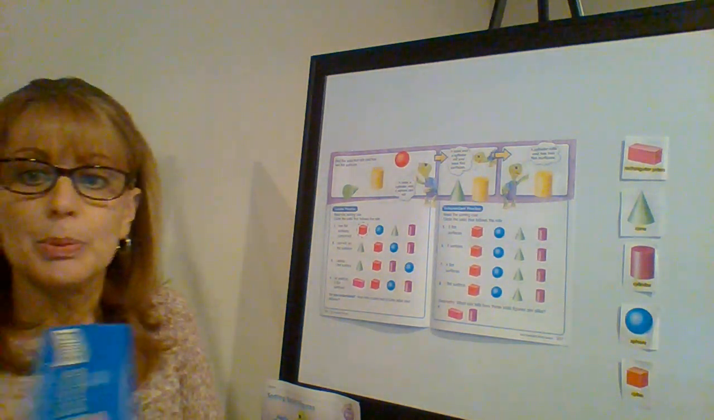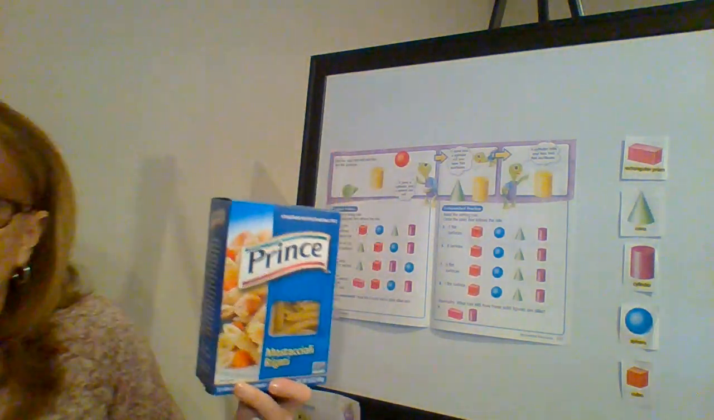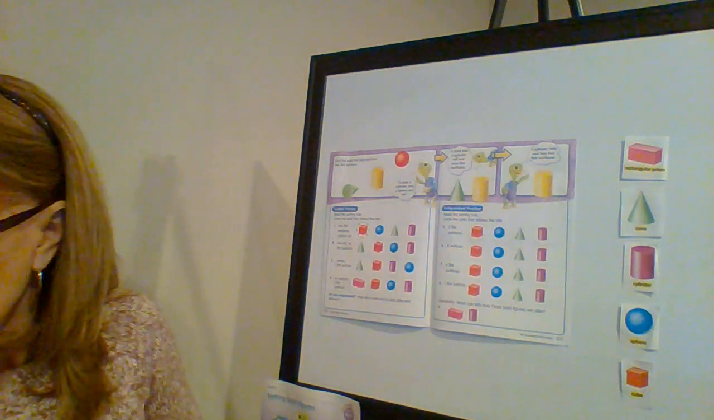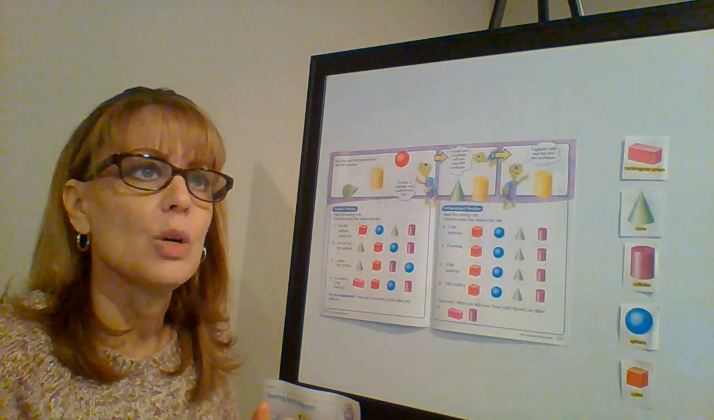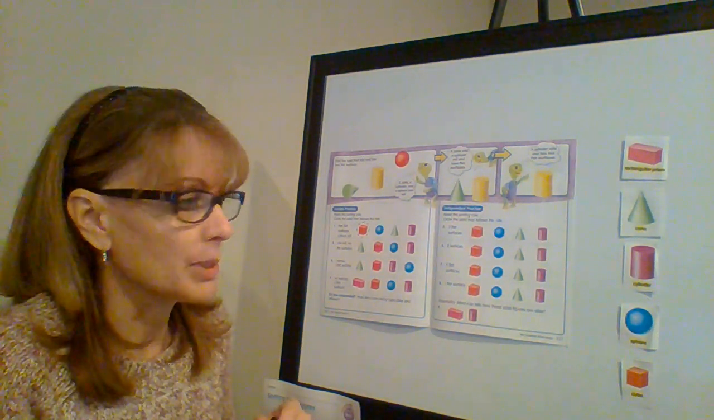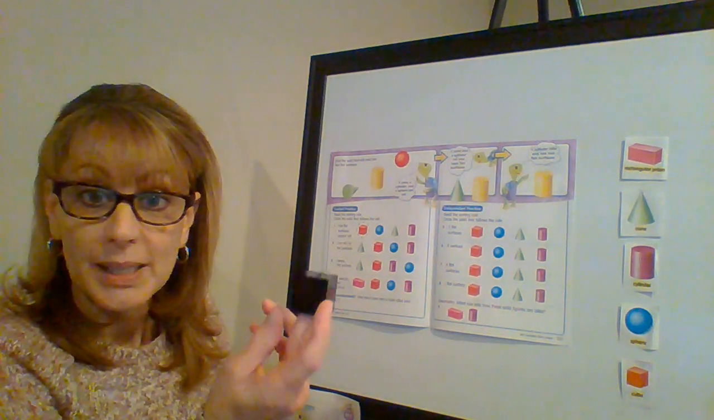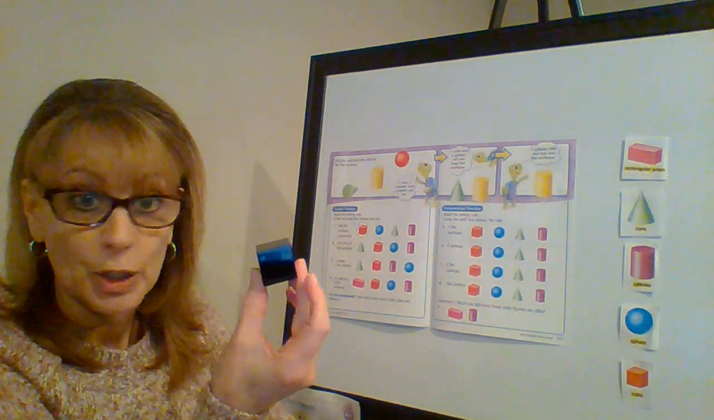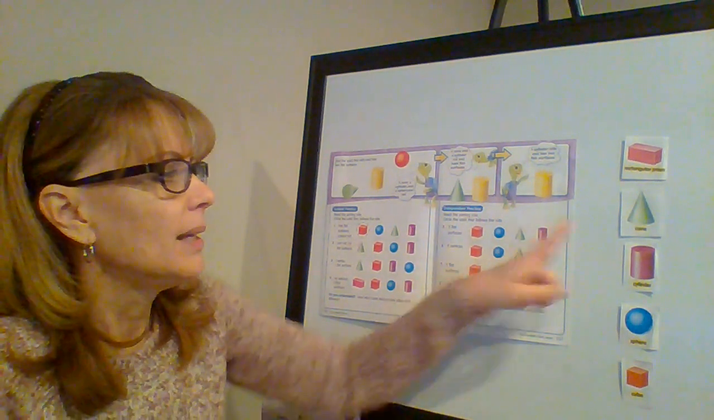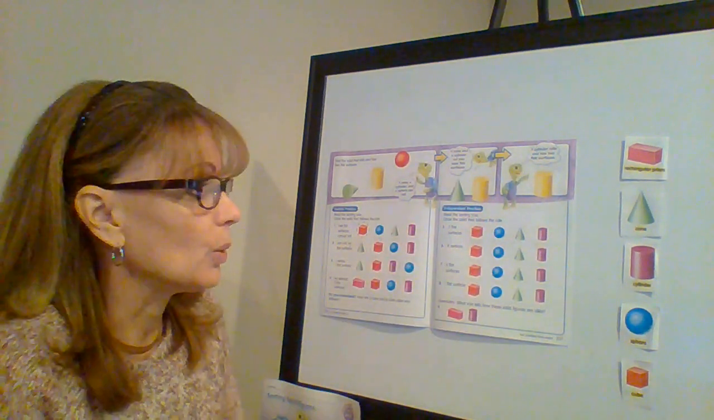The rectangular prism. All your pasta boxes. Another pasta box. Any of your cereal boxes, oatmeal boxes, waffle boxes are all going to be rectangular prisms. I still haven't found any cube except for the one on the top of my perfume. And cones, unless you have a birthday hat or an ice cream cone, I don't know what you'll find.